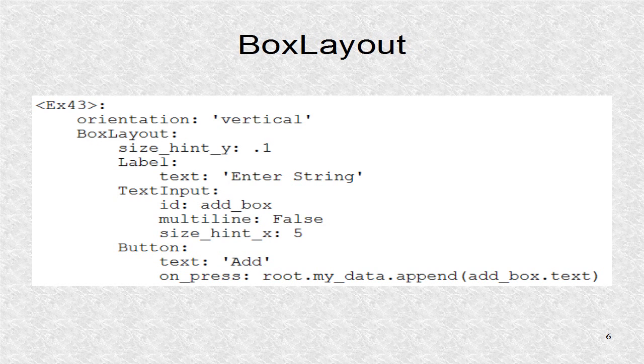6. The root is based on box layout. It will have a vertical orientation. It will have 3 rows. The first is box layout and is shown here. The inner box layout defines 3 items which will be arranged horizontally, the default orientation. The first item is a label. Next, we have a text input with an ID of add box. The button is the last item and will add 1 string to the list, myData.